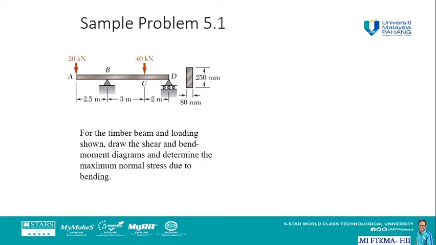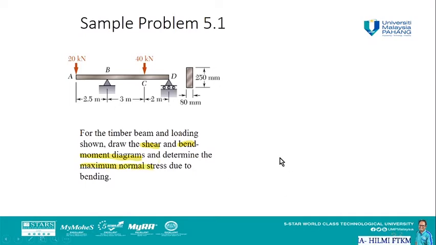So the first problem that we are going to try to solve in this video is sample problem 5.1, taken from the reference book. In this problem we have a timber beam and a loading as shown here, 20 and 40 kilonewtons. Draw the shear and bending moment diagrams and determine the maximum normal stress due to the bending. So we need to find the shear diagram SFD and the bending moment diagram, and we need to find sigma x.